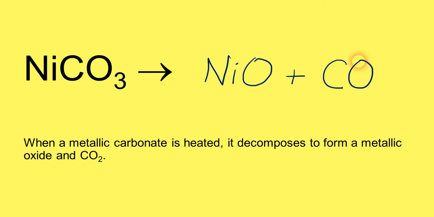CO2, carbon dioxide. And we should look at the charges. Nickel in this formula is +2 because it was +2 over on the reactant side. And oxide, of course, is -2, so it's just NiO and CO2. So that's that example. Let's look at another decomposition reaction.